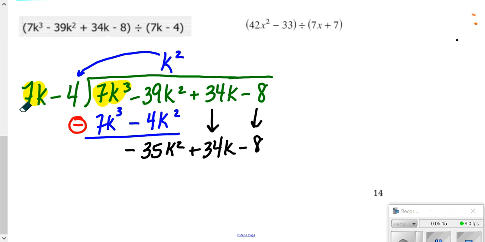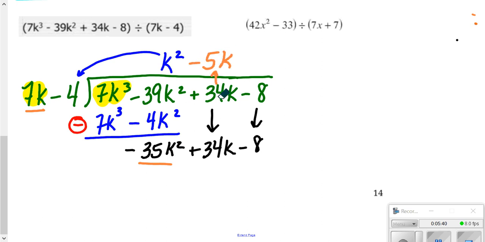Okay. So now I have 7K here. I'm looking here. And I'm looking here. Okay, just look at the beginnings because you need to make the beginnings work out so that things go away, right? The subtraction zeroed out. So 7K times blank is negative 35K squared. Okay, so that would be negative 5K. So that's going to go here.